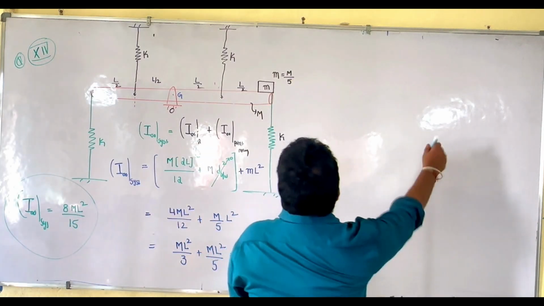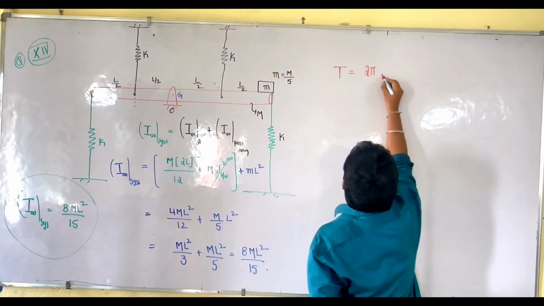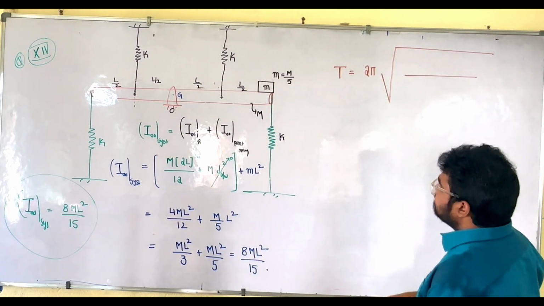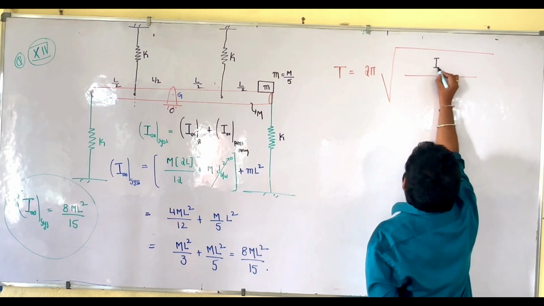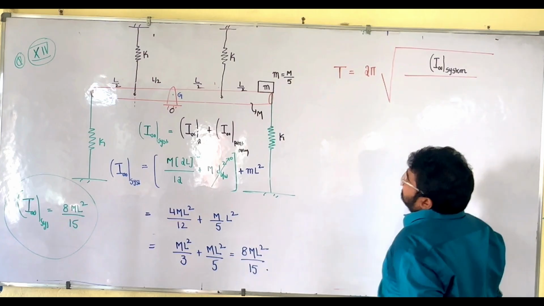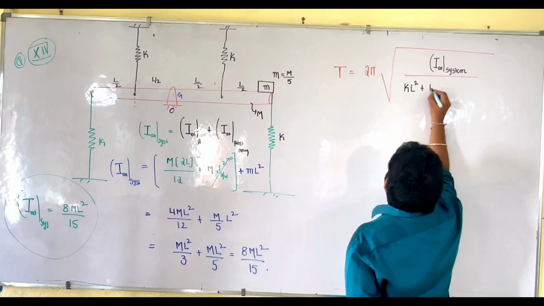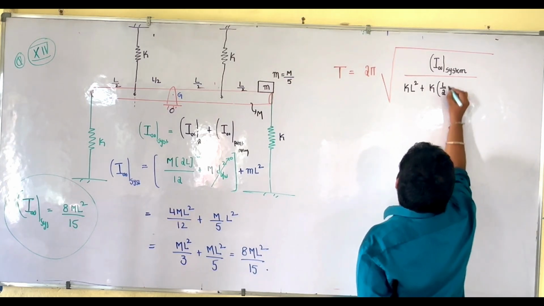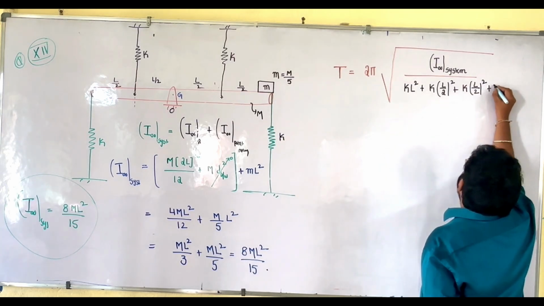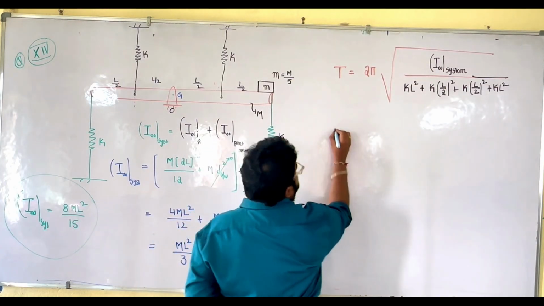Now straight away tell me what is the time period of oscillation? Numerator, what will we get? IOO of the entire system. Denominator, what will we get? K into L square plus K into L by 2 whole square plus K into L by 2 whole square plus K times L square. That's it.